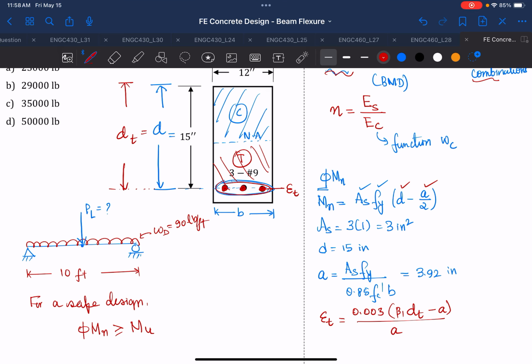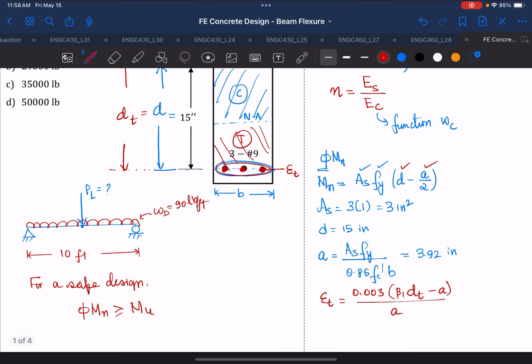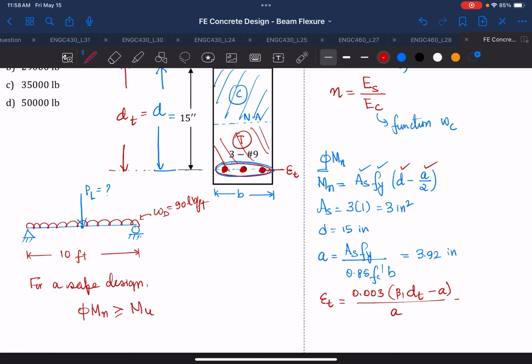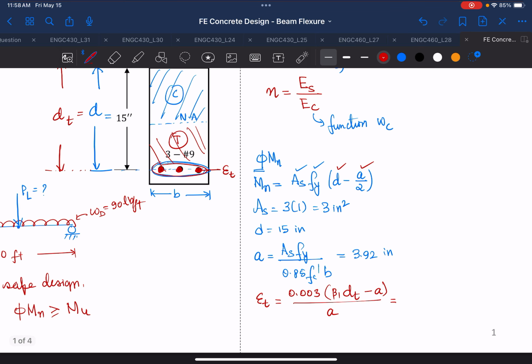So in this case, we say that D is equal to DT. If you put all these values in, you will get 6.75 × 10^-3. And the code says, again, this information is available in the FM manual, if it's greater than or equal to 0.005, which I would like to convert into 5 × 10^-3, it's easy. I can see that 6.75 is greater than 5. So because this is greater than 5, this is tension control.